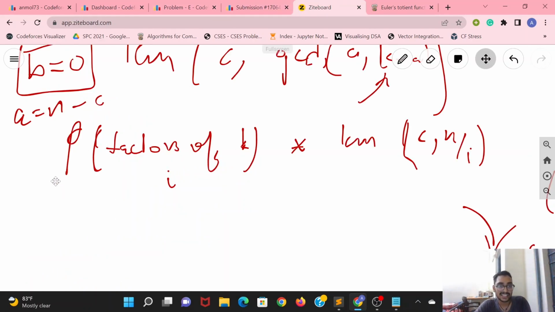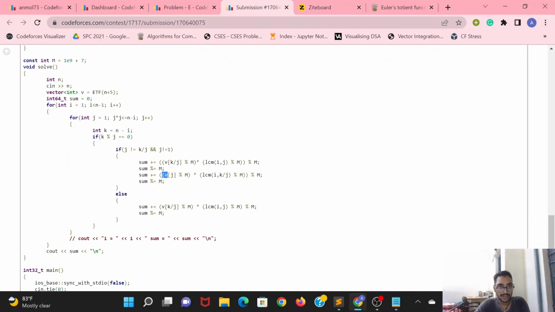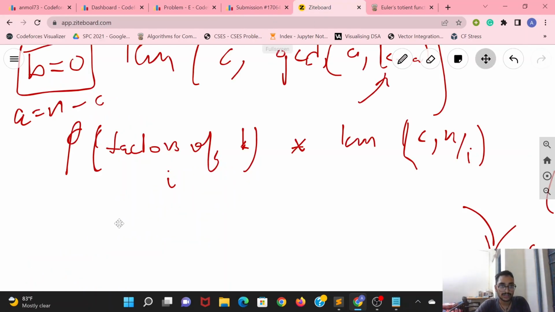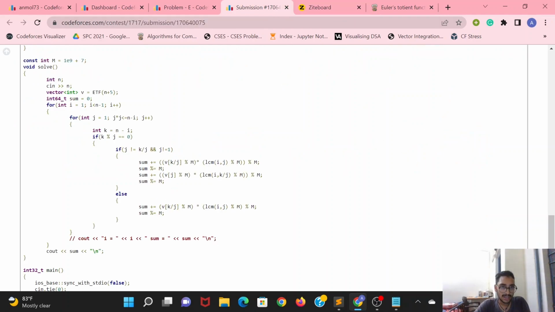Now phi is basically what I have out here, so phi of i is LCM of c and n by i, or you can just flip n by i out here. You'll get something like this. Now this second part is basically for the other factor, so it's exactly this, phi of i into LCM of c comma n by i. Now if it's a perfect square, then j and k by j will be equal, so you just need to add the sum once, and in that case phi of k by j mod m into LCM of i comma j mod m. You just have to do this once, and after every step I'm taking the remainder of the sum by m, and I print the sum.